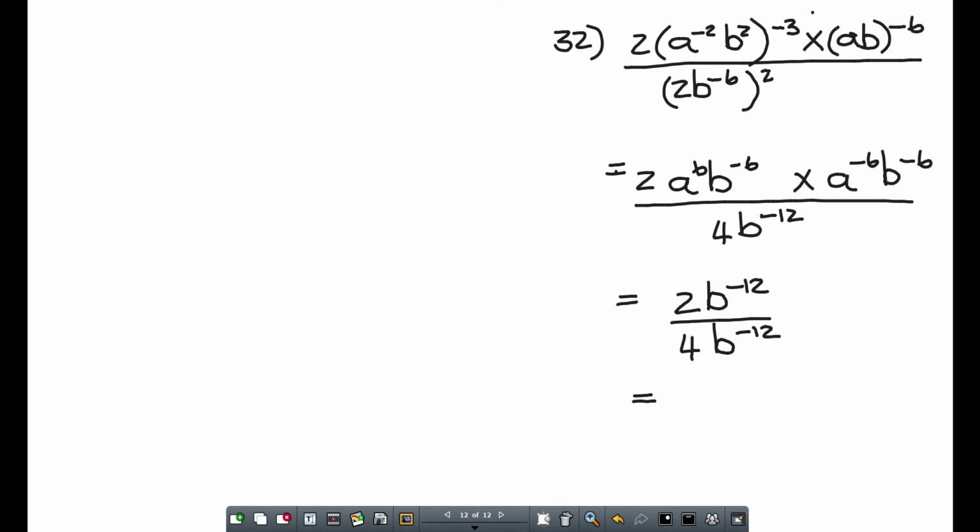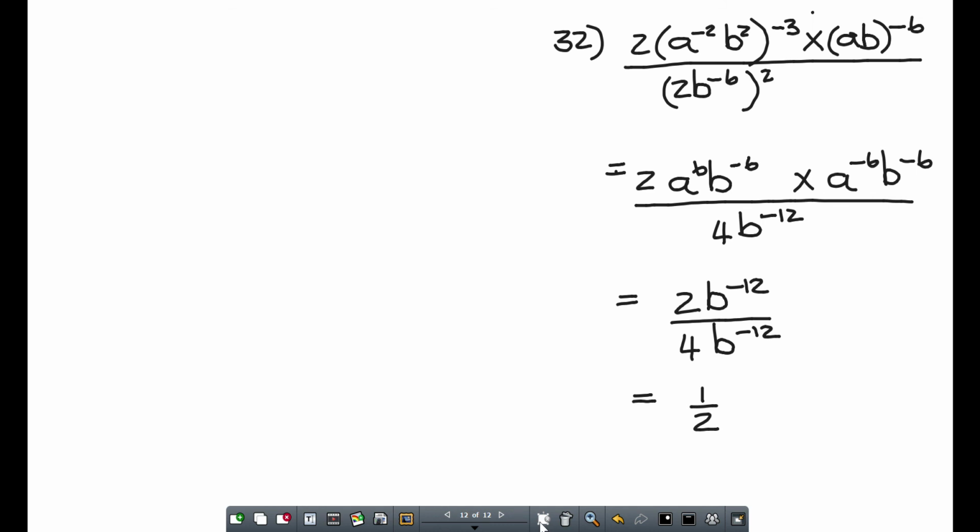And now those b to the power of minus 12 will cancel out, so I'm only left with 2 over 4, wat vir my gee 1 oor 2. Who got that one? Good. Baie mooi. Okay, nou wil ek gou gaan kyk na waar ons basis nie so eenvoudig is nie.